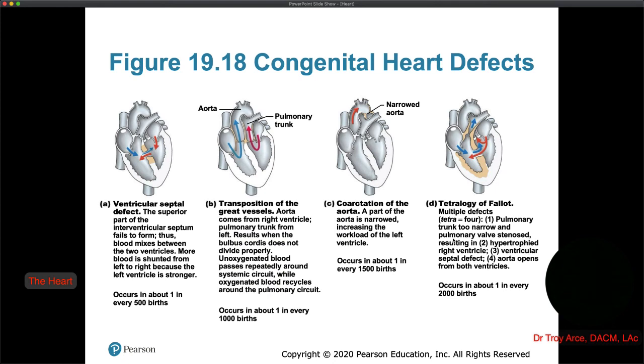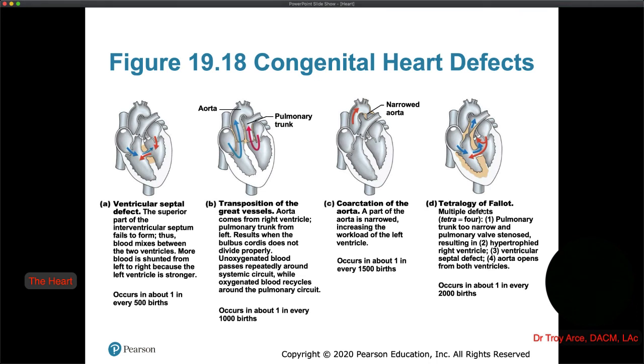Tetra means 4, so the first is that the pulmonary trunk is too narrow and the pulmonary valve is stenosed, so it's skinnier, right? And this is going to result in a hypertrophied right ventricle. So you're going to have a larger right ventricle to pump all that deoxygenated blood. Then you have the ventricular septal defect, and the aorta opens from both ventricles. So that's the tetralogy of Fallot.